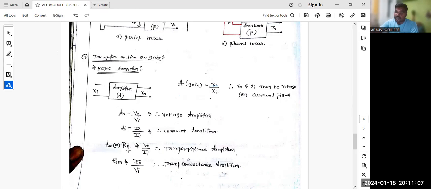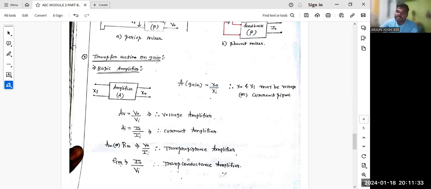RM is nothing but the transresistance, the resistance gain. How to calculate it? Gain is output divided by input. What is there in the output? We know the resistance formula, R = V/I. Here, on the output side, voltage is there. So by the resistance formula, R = V/I: output side V0, input side II.